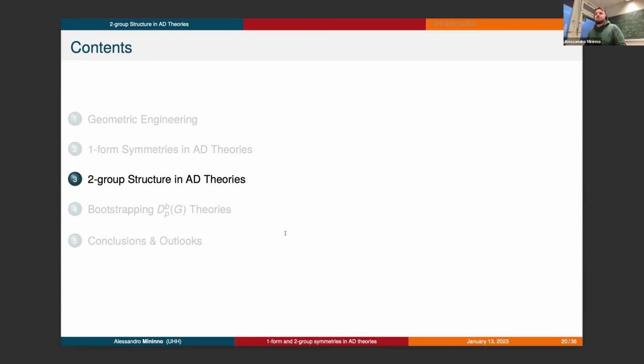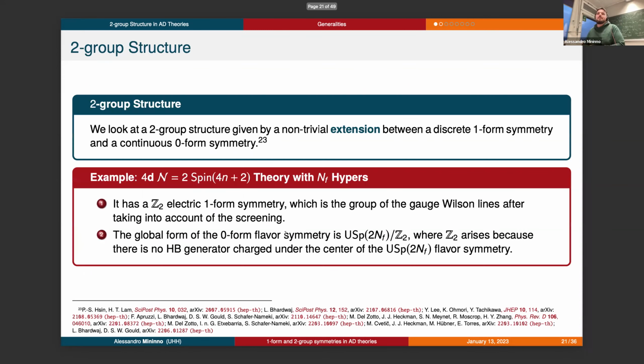But now we can go to the two-group structure, and not any two-group. We will look at a specific kind of two-group structure, given as a non-trivial extension between a discrete one-form symmetry and a continuous zero-form symmetry. And this is a very intricate topic, so I will proceed by examples and intuition, more or less. I will not be very formal, but I hope that I give you the idea, the glimpse of what we will see.